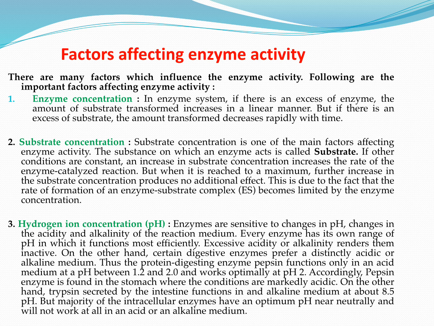Accordingly, pepsin enzyme is found in the stomach where the conditions are markedly acidic. On the other hand, trypsin secreted by the intestine functions in an alkaline medium at about pH 8.5. But the majority of the intracellular enzymes have an optimum pH near neutrality and will not work at all in an acid or an alkaline medium.